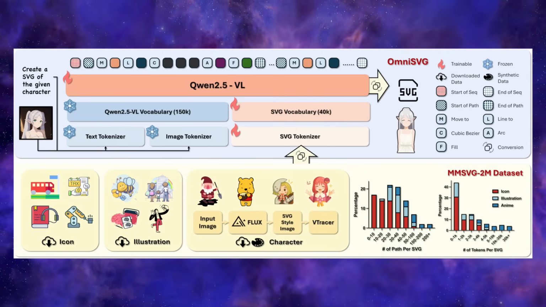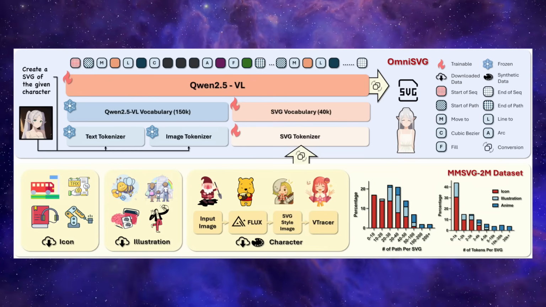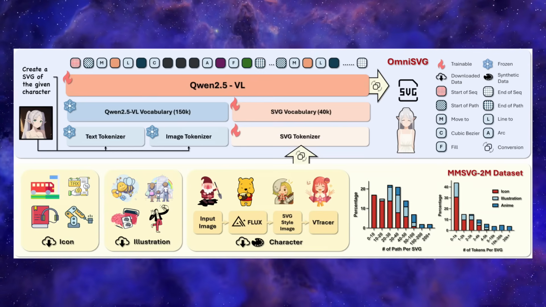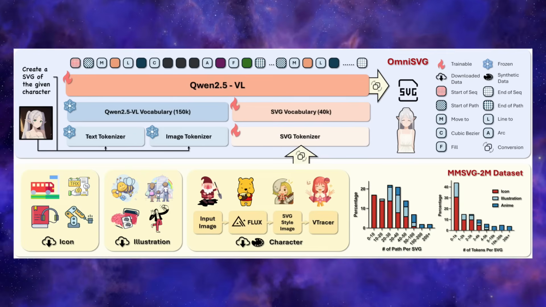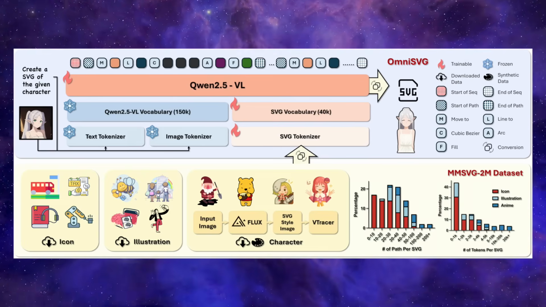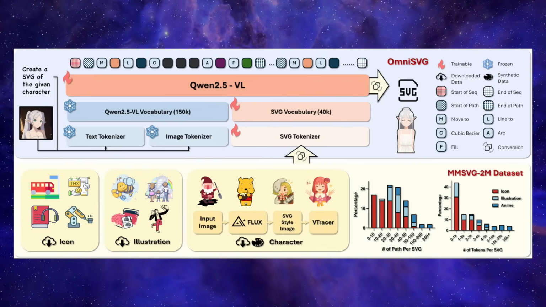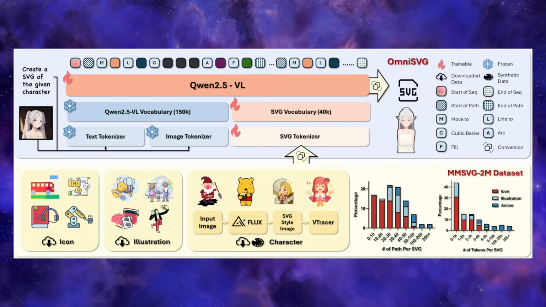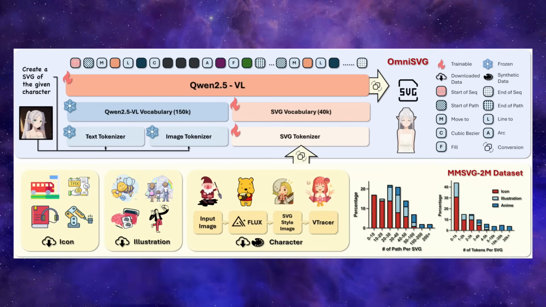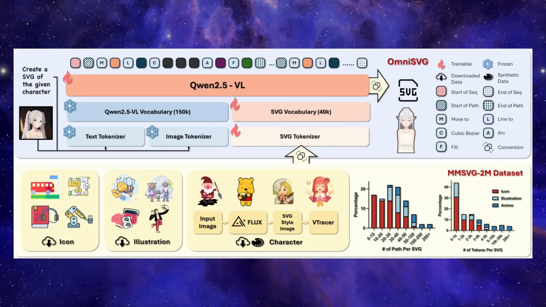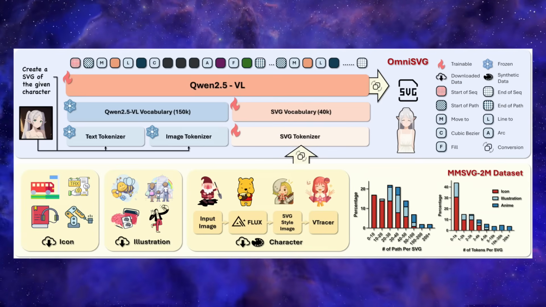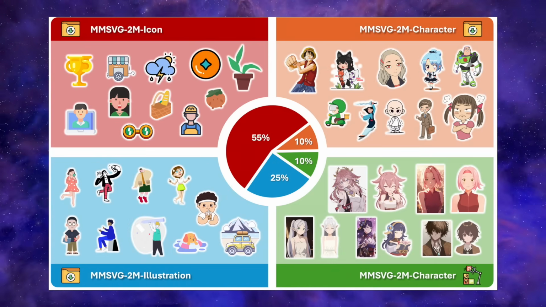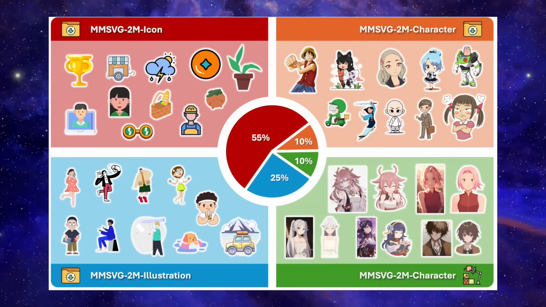Instead of representing the SVG code as a long, messy string of numbers and commands, OmniSVG simplifies the process. It learns to represent entire coordinates, like a specific X and Y point, as a single, unique token. Think of it like learning a new word for a complex idea. This makes the code shorter, and more importantly, it helps the AI understand the structure of the graphic, preventing it from just hallucinating random nonsensical shapes. All of this was trained on a massive custom-built dataset of 2 million SVG assets, which is why it's so versatile.